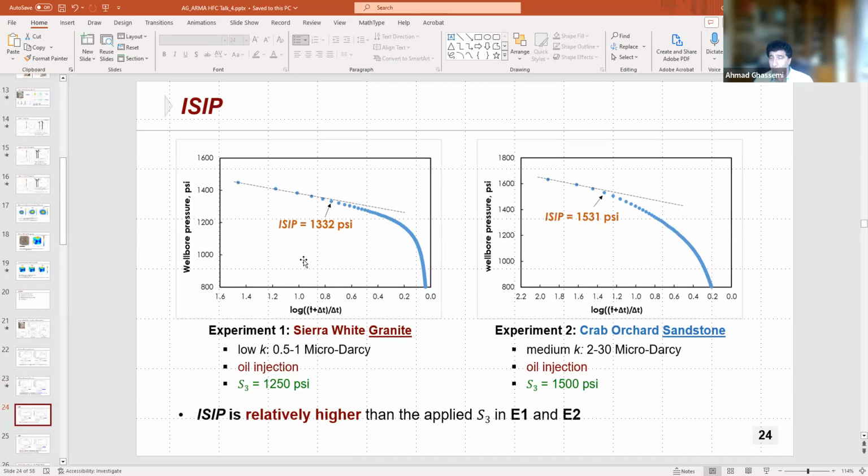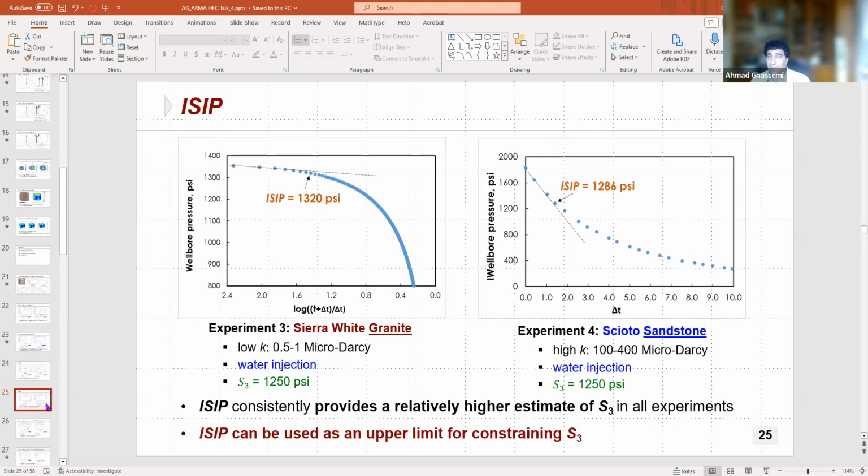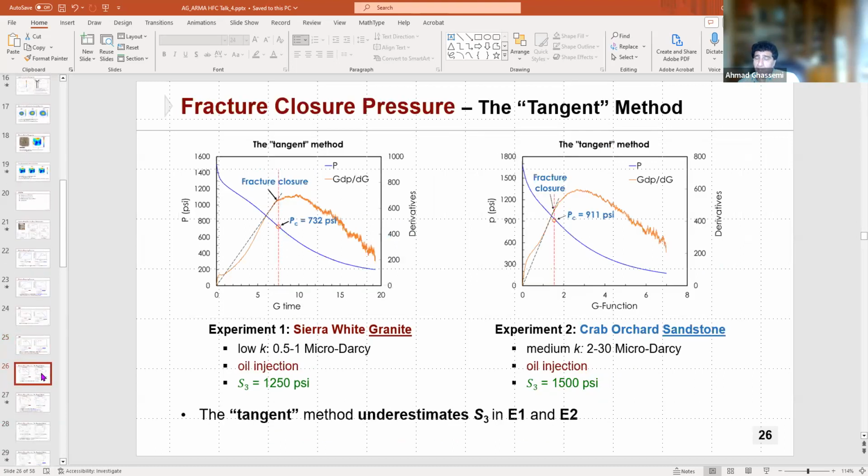Now, for the Sierra White granite oil injection, ISIP of 1332 is on the high side, as we expect. And for Crab Orchard, also 1531, a little higher than the applied stress. So, ISIP gives us an upper bound. And we can see that in the Sierra White granite subjected to water injection and the Scioto sandstone both. So it's consistently higher, but it's fairly objective in terms of estimating the applied stress.